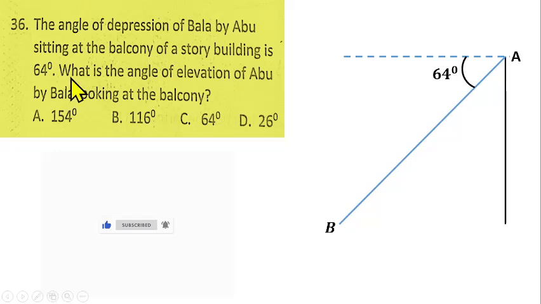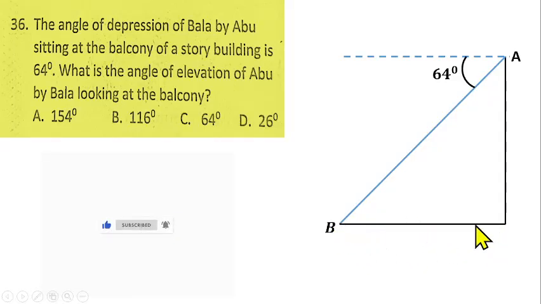So we are now looking at the angle of elevation of Abu by Bala looking at the balcony. Something else is also happening after Abu observing Bala to get the angle of depression. Bala now looks at Abu back on the balcony. So what will be the initial sight of Bala? It's supposed to be looking like this.